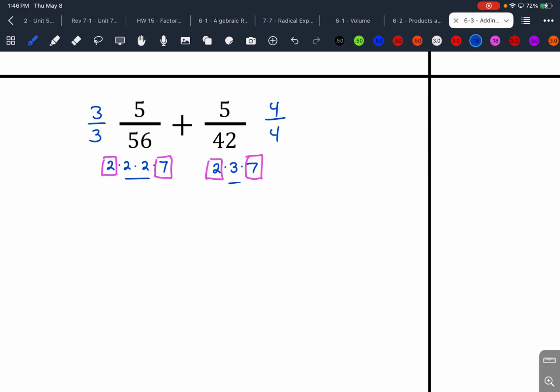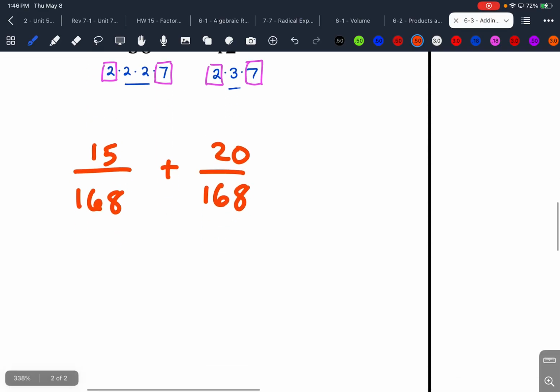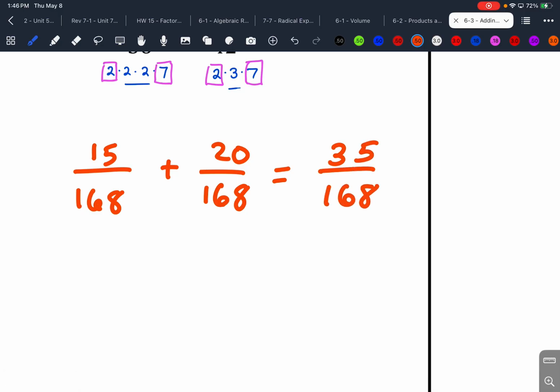So these are much nicer numbers where you get 15 over 3 times 56 is 150 and 18, which is 168. Plus 20 over 42 times 4 is also 168. 160 plus 8. And so this reduces to 35 over 168.